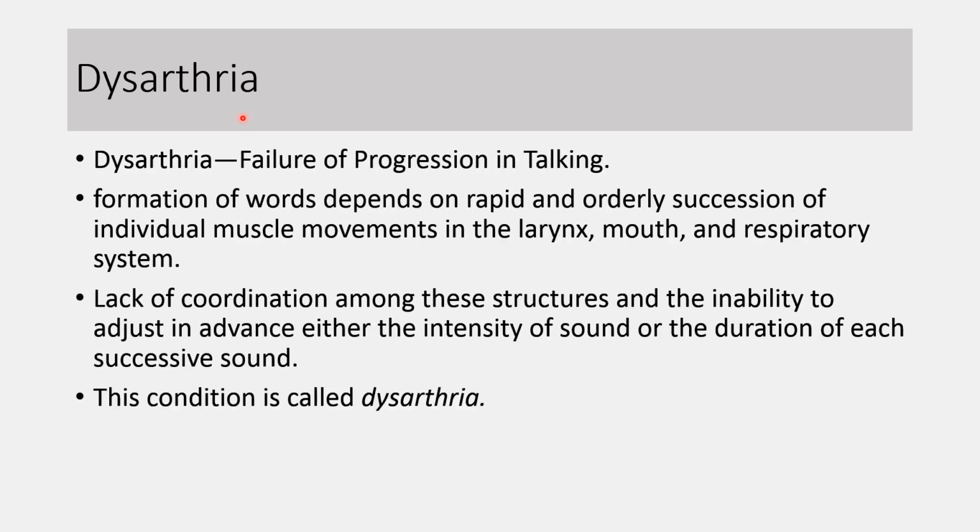Dysarthria is also a manifestation of the cerebellar damage. Dysarthria is failure of the progression in talking. So formation of the word depends on a rapid and orderly succession of the individual muscle movements in the larynx, mouth and the respiratory system. And in the person with the cerebellar damage, coordination of the muscles is lost. So lack of the coordination among the structures and inability to adjust in advance either the intensity of the sound or duration of each successive sound results in the dysarthria during the speech.